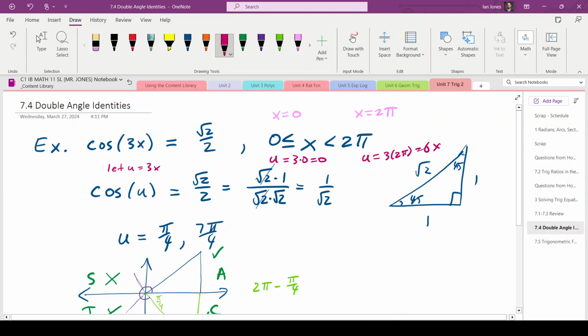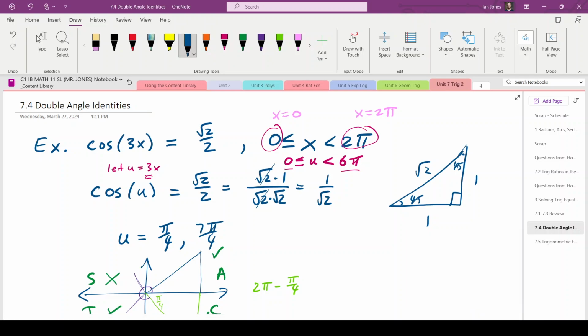So in fact, the domain on u is 0 to 6 pi. Sorry, that should have said pi there. 0 to 6 pi. So I'm going to write that right in here. 0 is less than or equal to u is less than 6 pi. In other words, 0 has been multiplied by 3 to get 0. 2 pi has been multiplied by 3 to get 6 pi.